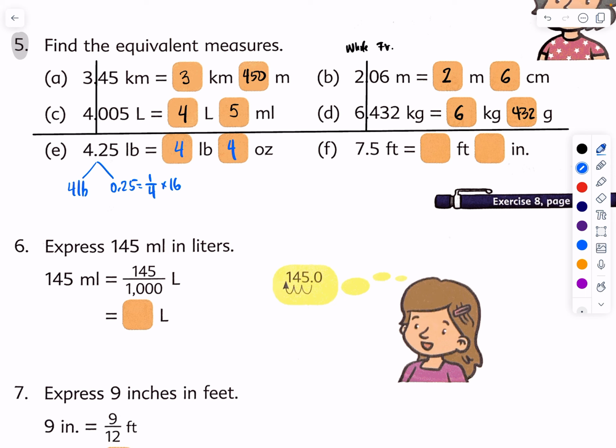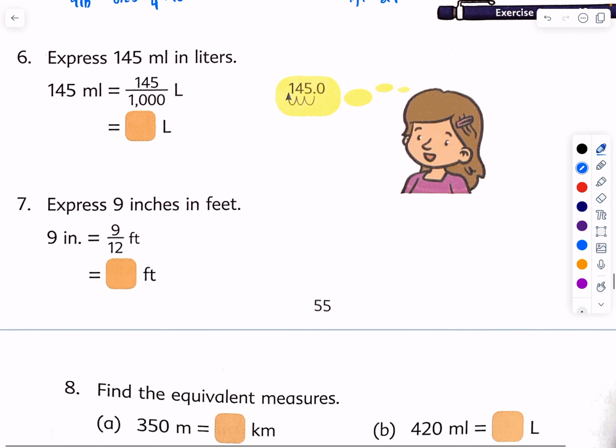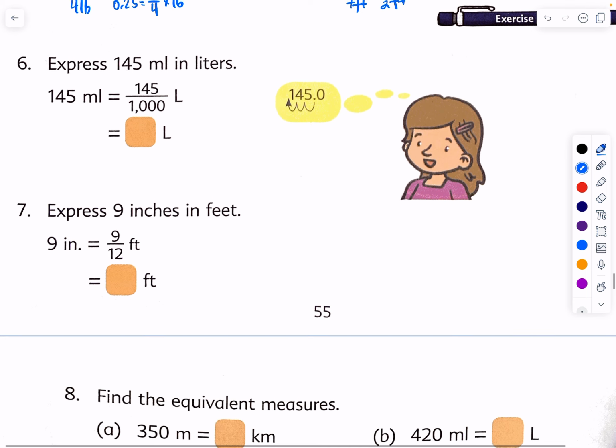Now, 7.5 feet. I hope you realize that we can split it into 7 feet, right? Let's write it down, 7 feet. And 0.5 is actually half a foot. And half a foot is only 6 inches. So it's not that much more difficult. Now, let's take a look at the bottom of the page. We have 55, we have 6 and 7.